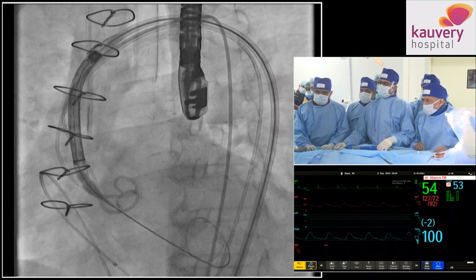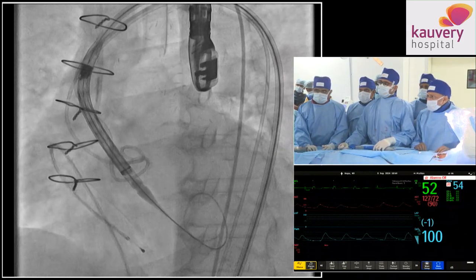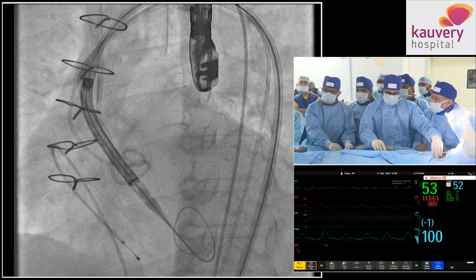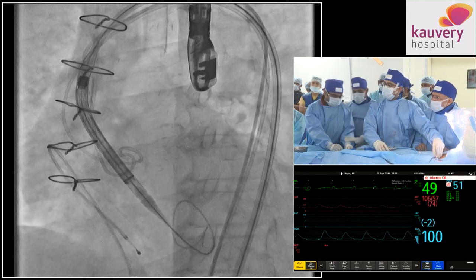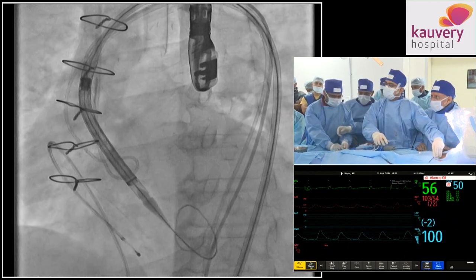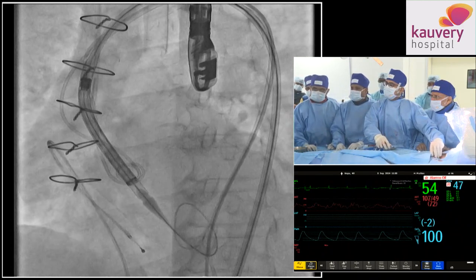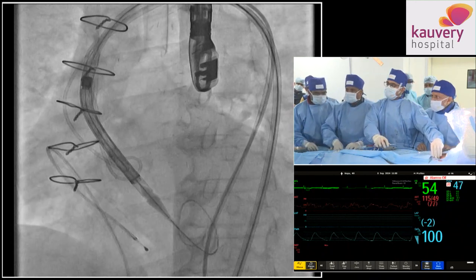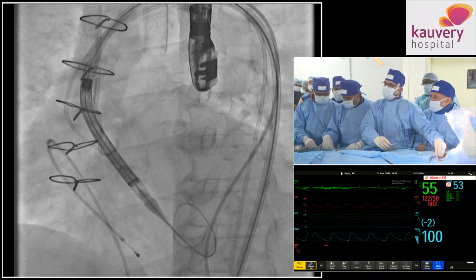So the pigtail has moved a little bit, but don't worry. We will position it. Okay. Let's go in a bit more. Okay. Now we'll have to position the pigtail. Dr. Anand, you keep holding the wire. That is the angled one. Okay, now both are into the non-coronary. Let's just get the pigtail, we have time. Yeah. So there is no hurry, the BP is okay.